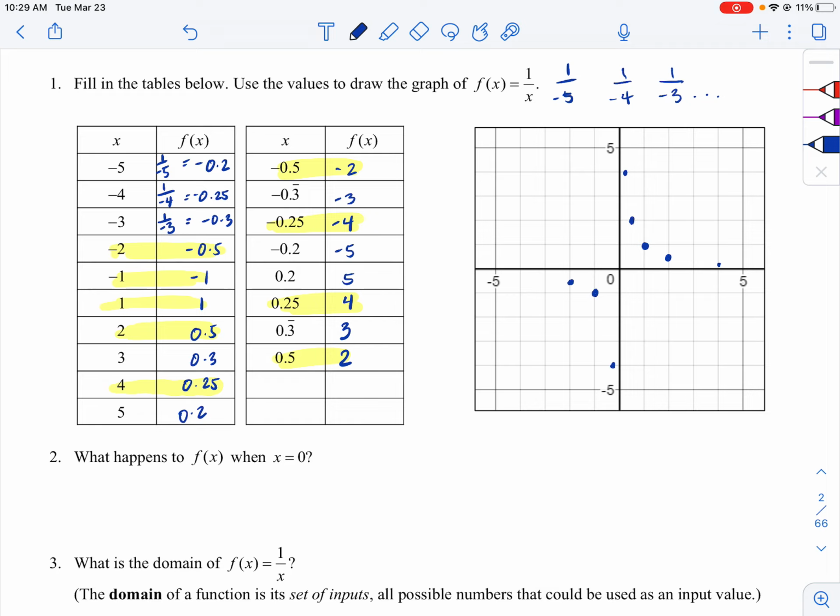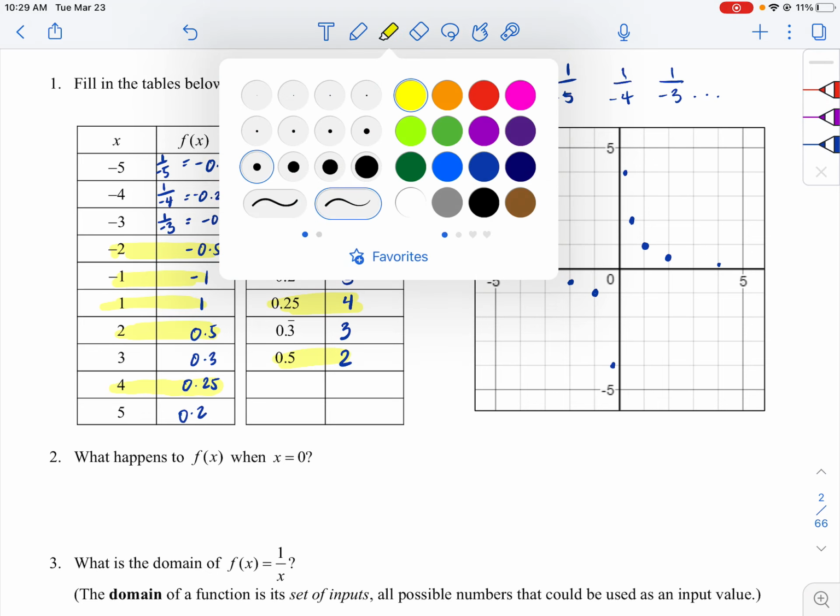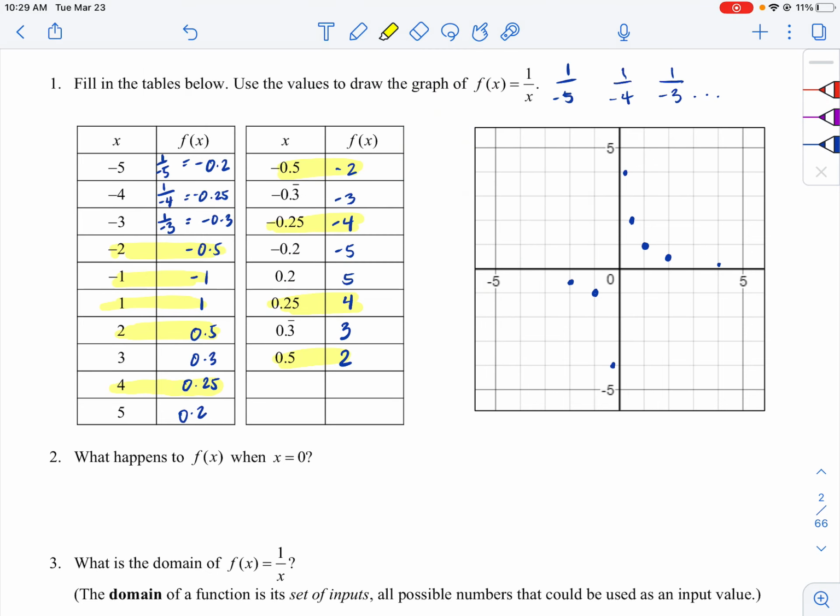All right, and all we have to do is connect the points. So let's see if we can connect the points. I can connect these points, or maybe we'll make that smaller so we can see the flow of it. As you can see here, I can also connect that. There you go.